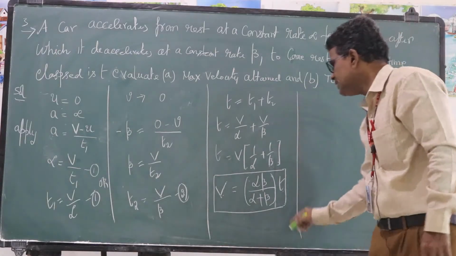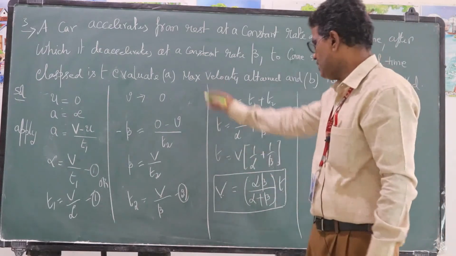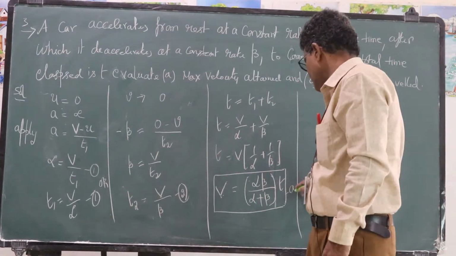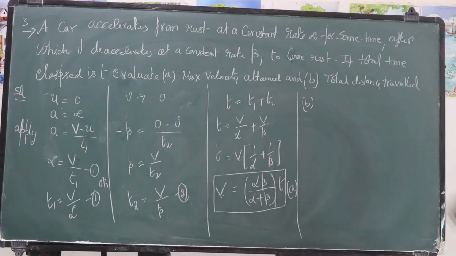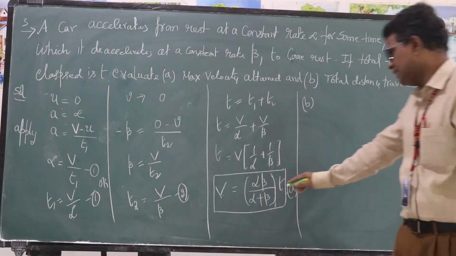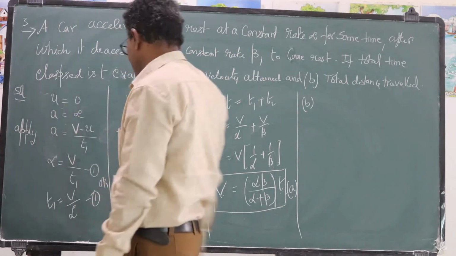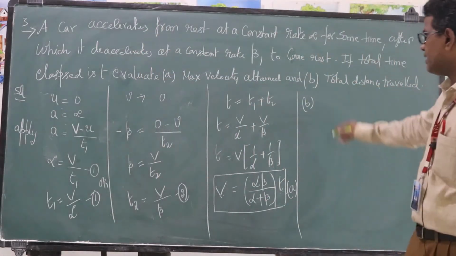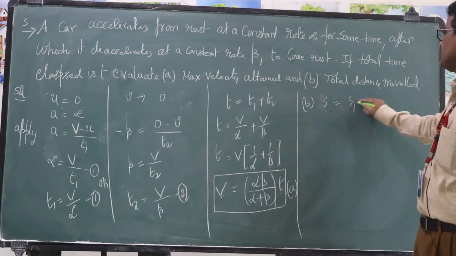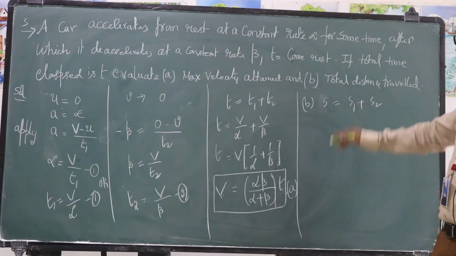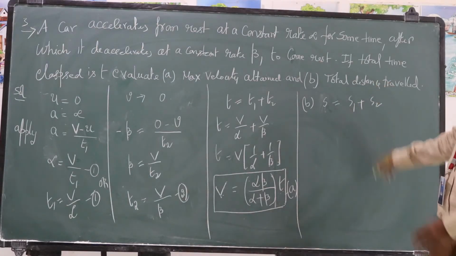The next one: this is the answer for A. Now we have to answer B. What is that? The total distance traveled in a time t seconds. In the first part, it travels a distance s1. So the total distance traveled is s1 plus s2, during the accelerated t1 seconds and the decelerated t2 seconds.